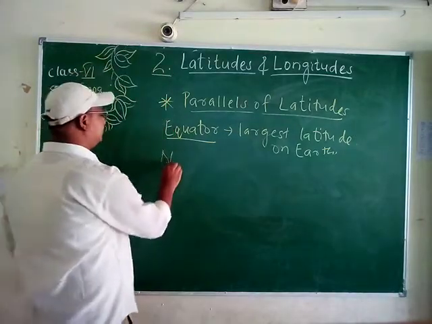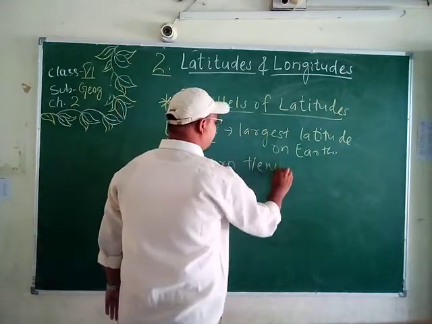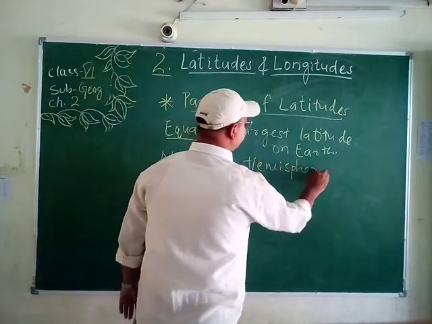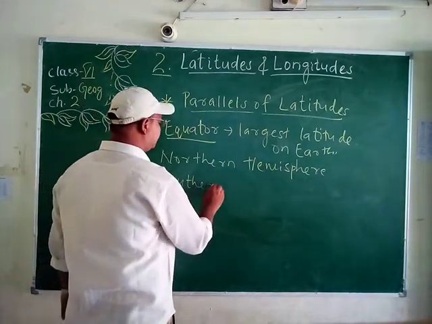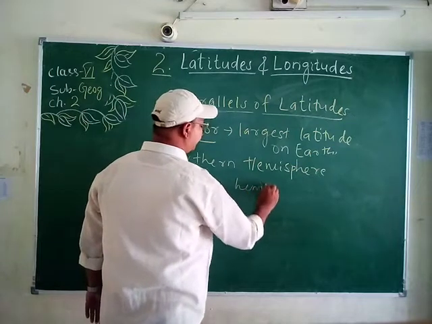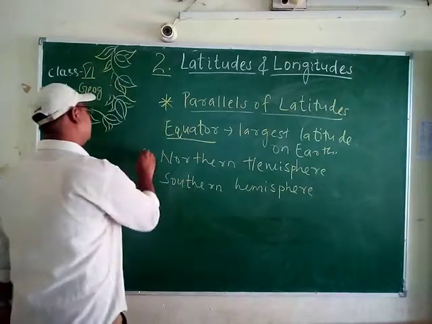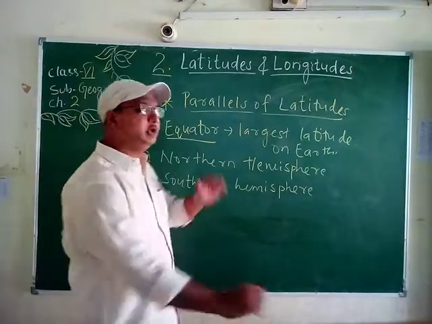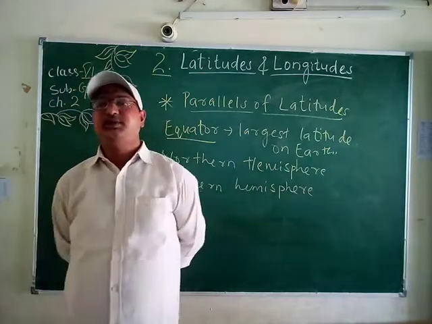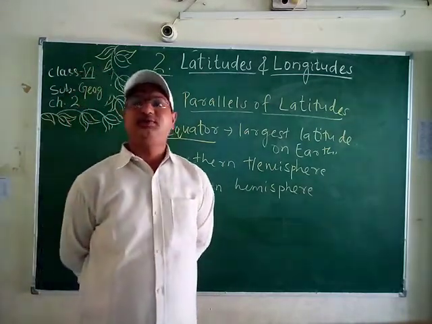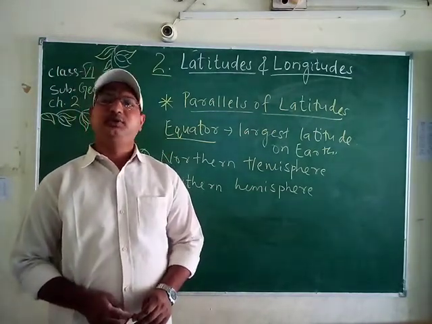Students, it divides the earth into two halves, that is the northern hemisphere and the southern hemisphere. The northern part of the earth is known as the northern hemisphere, and the southern part is known as the southern hemisphere. All parallel circles from the equator up to the poles are called the parallels of latitude.